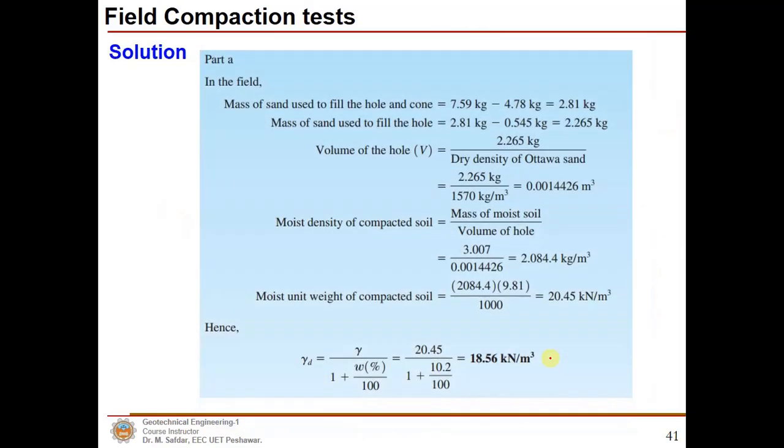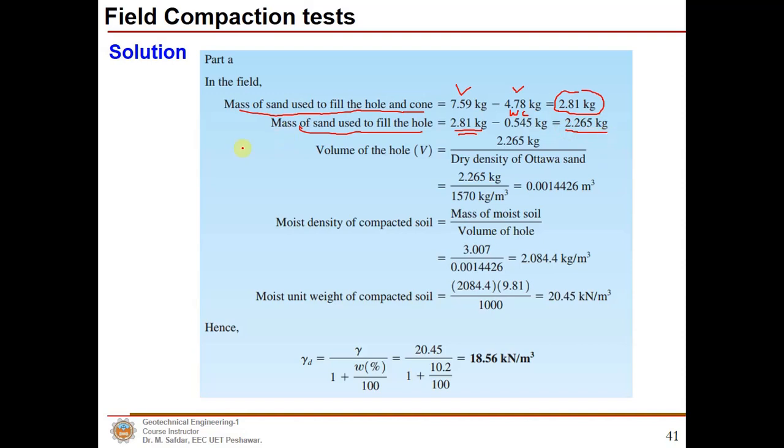Starting with part A. The mass of sand used to fill the cone and hole is 7.59 minus 4.78, which is the before use and after use. So this is the mass of sand used to fill the hole and the cone. To get the mass of sand used to fill the hole, subtract the WC from the mass of sand used to fill the hole and cone, and that would be 2.265 kilogram.